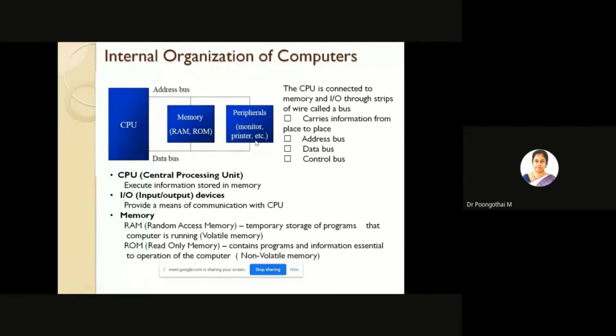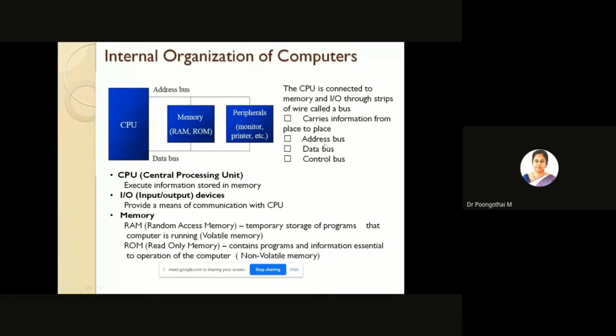And an important thing is that the CPU is connected to memory and IO devices through a group of conducting lines. That group of conducting lines is called a bus. The job of the bus is to carry information from one place to another. It will carry either address information, data information, or control information. Out of these three buses, the address bus and data bus determine the capability of your CPU.